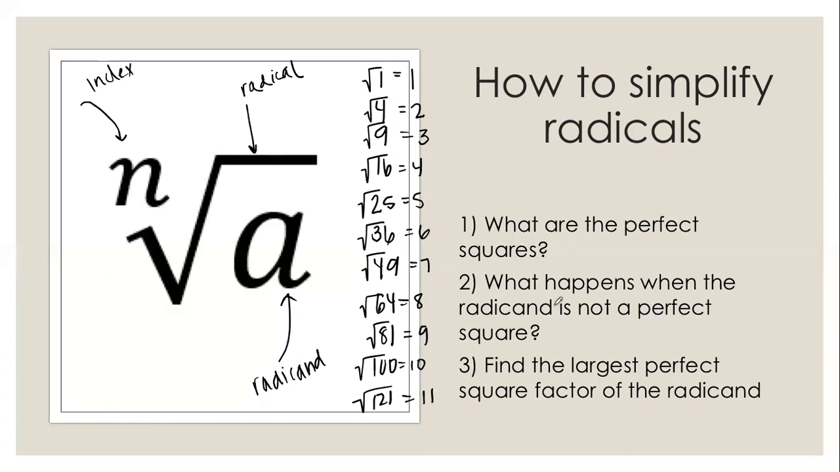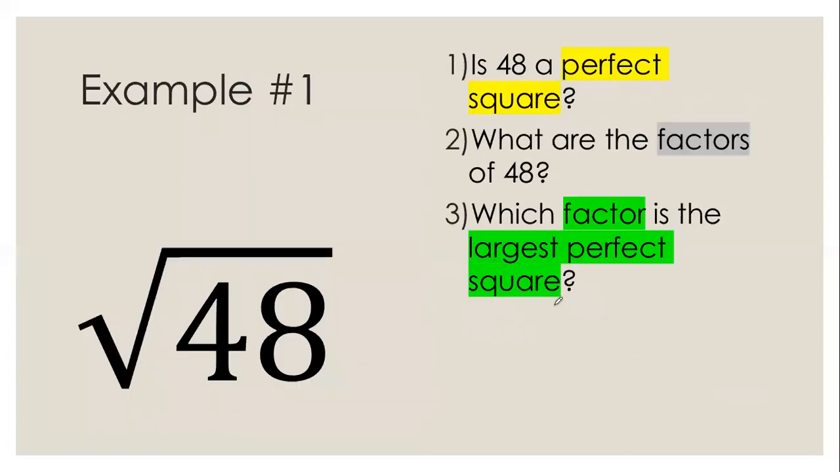All right. So let's do an example. First we ask ourselves, is 48 a perfect square? No. So again, I'm gonna list them out really quickly on the side here. For you, you should already have that list. And 48 is not on that list.